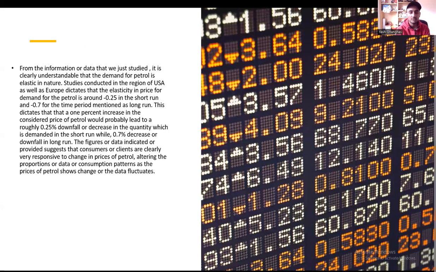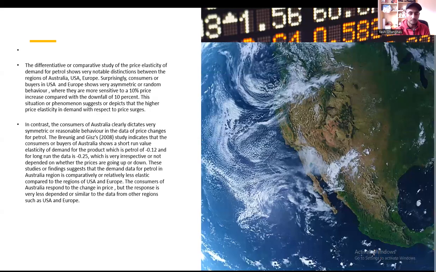So from the information or data that we just studied, it is clearly understandable that the demand for petrol is inelastic in nature. Studies conducted in the region of USA as well as Europe indicate that the price elasticity of demand for petrol is around minus 0.25 in the short run and minus 0.7 in the long run. So we are dividing them according to the short run and the long run. This indicates that a 1% increase in the price of petrol would probably lead to roughly a 0.25% decrease in the quantity demanded in the short run, while a 0.7% decrease in the long run. So these are the data for US and Europe.